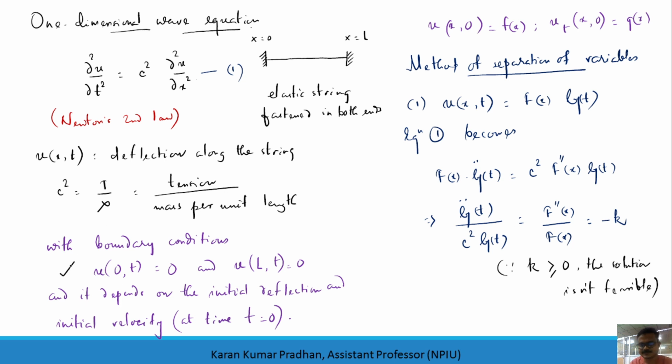Okay, so let me go to the next page. So first of all I'll write in terms of x whatever we have. So f double dash x plus k times the function f equals 0. This is the first ordinary differential equation. And the second one I'll write next.